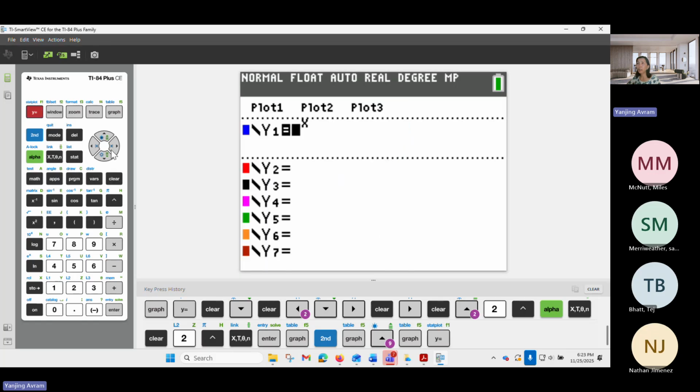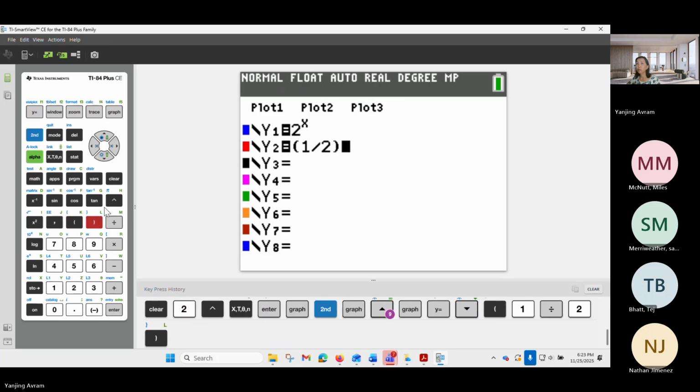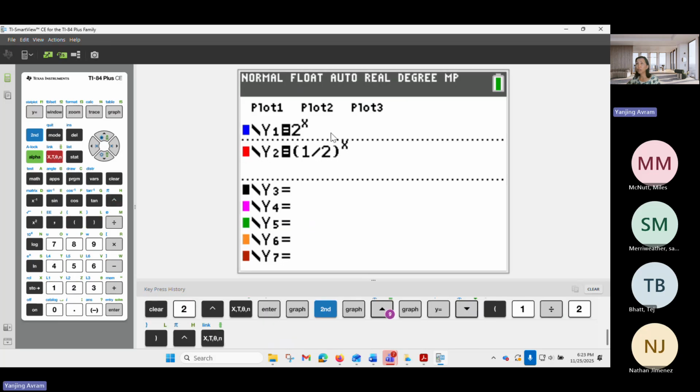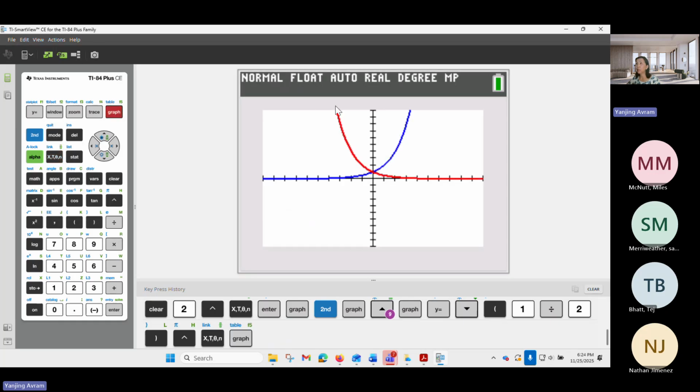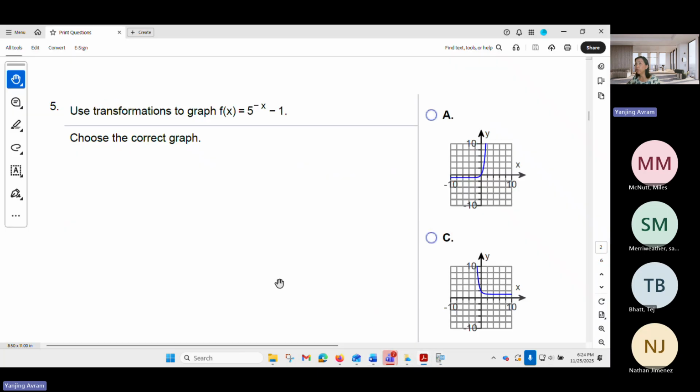If I have a base less than 1, like 1/2 to the x power, this one has a base less than 1. When the base is less than 1, the graph will be a decreasing one. So look at that, this exponential is a decreasing one. Those are the two types of graph you will need to be able to identify: base greater than 1, base less than 1.